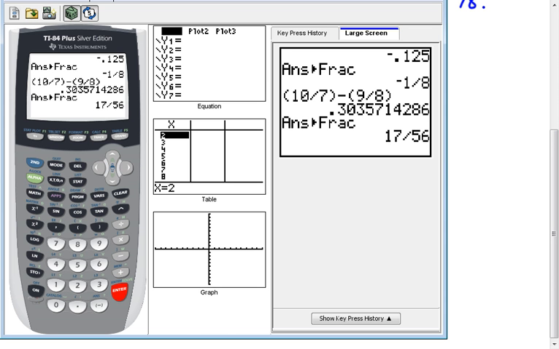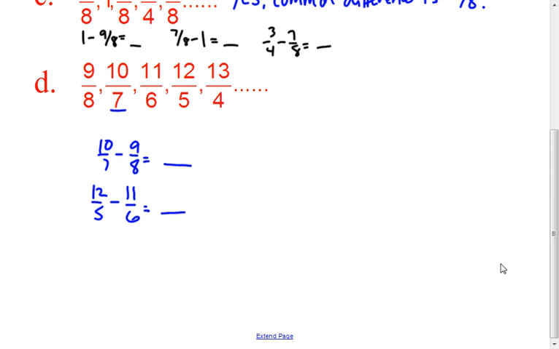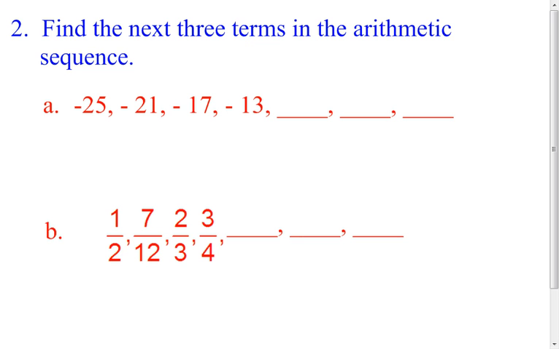Okay. Then I was going to check 12/5 minus 11/6. And there I get 17/30. So you can see that you're not adding and subtracting the same number each time on that one. So no, this is not arithmetic. Okay? All right. In the next ones, I'm going to give you a sequence that is arithmetic.